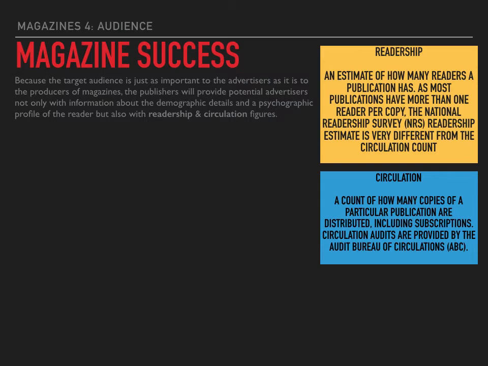circulation. Circulation is a count of how many copies of that particular publication are distributed or sold, including subscriptions. Circulation audits are provided by the ABC, the Audit Bureau of Circulations.